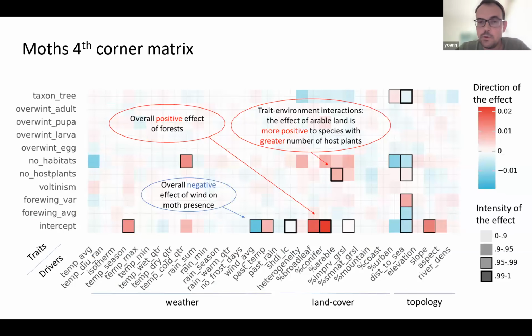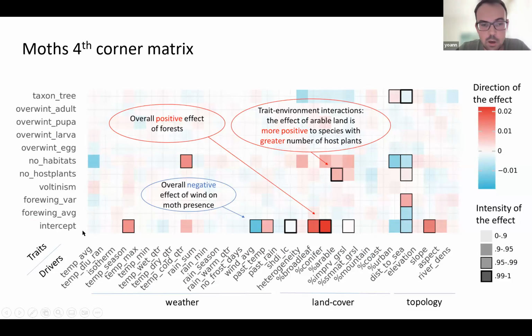Another use of the traits is for explaining what is happening with our model. Here, for example, you see for the mouse what we call the force corner matrix. That's characterizing interaction, positive or negative, positive in red, between the traits we entered and all the drivers we have. So there's a row here, the row intercept, that is easy to understand.